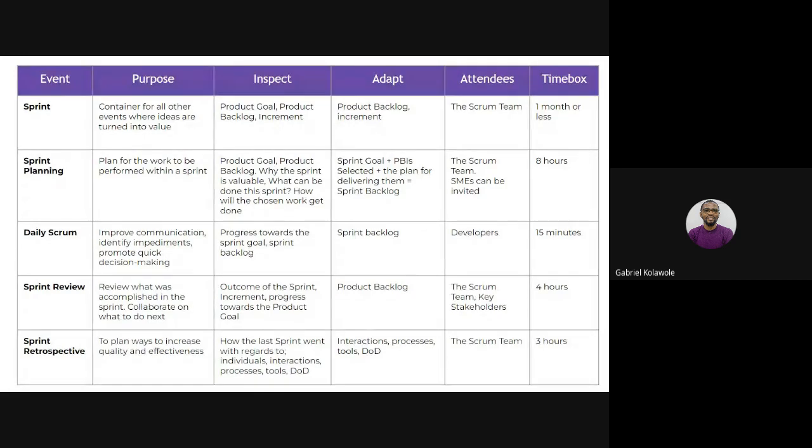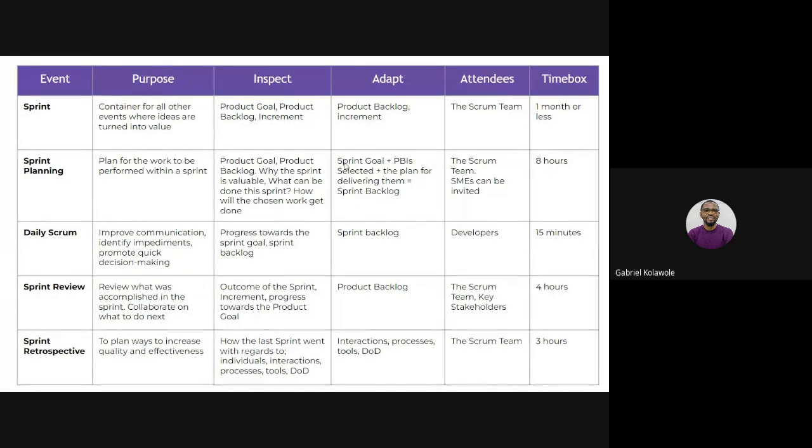Then, what can be done this sprint? If we know that we want to give people the basic information, the question is what can we put together that would help us deliver what we want to deliver in this sprint, to help people learn more about Scrum? And how the chosen work will get done is another thing that happens during the sprint backlog.